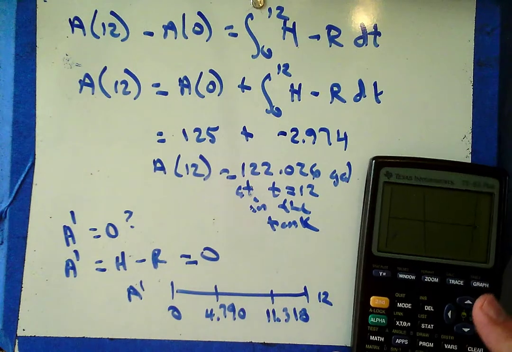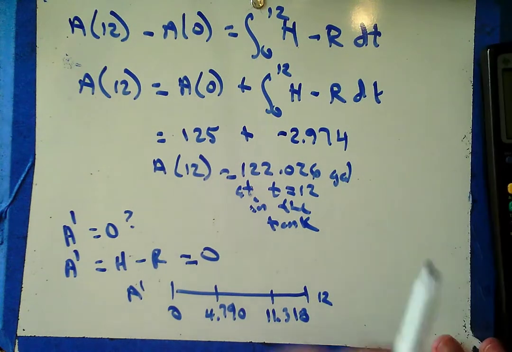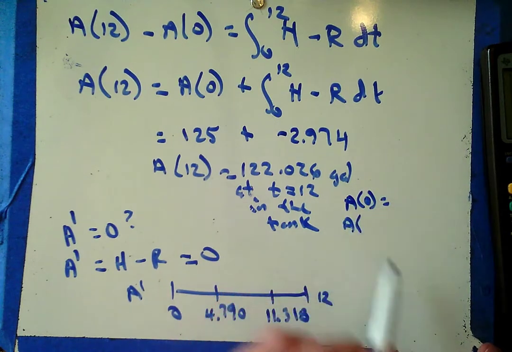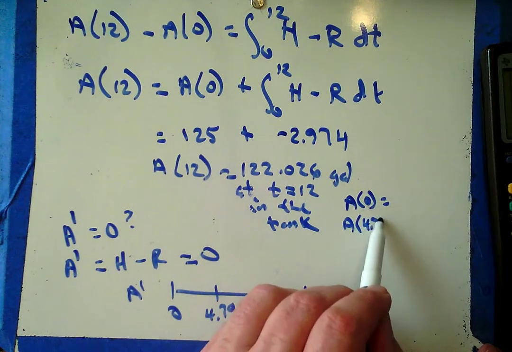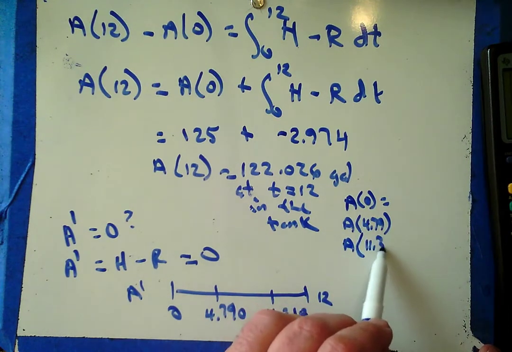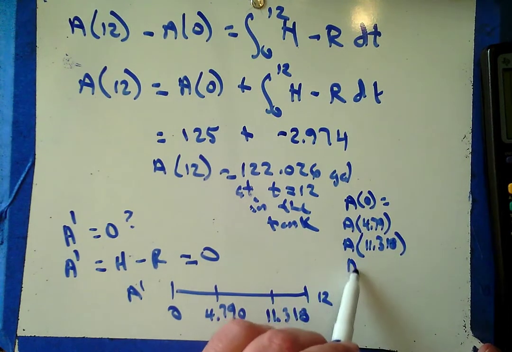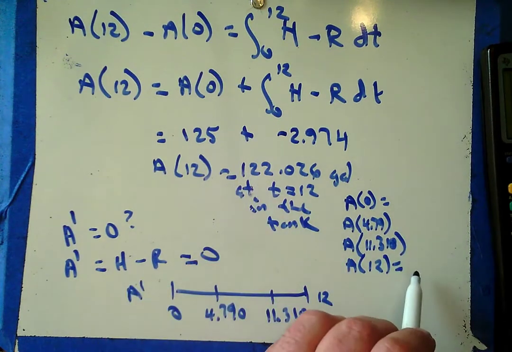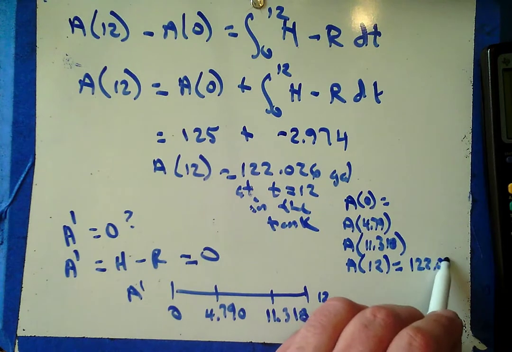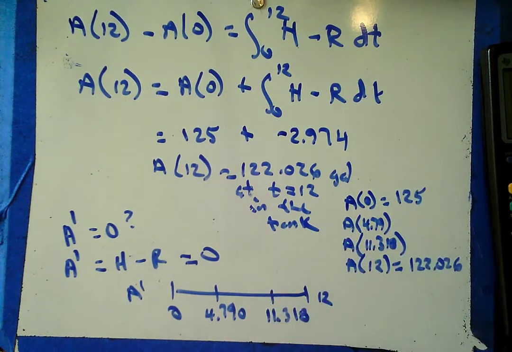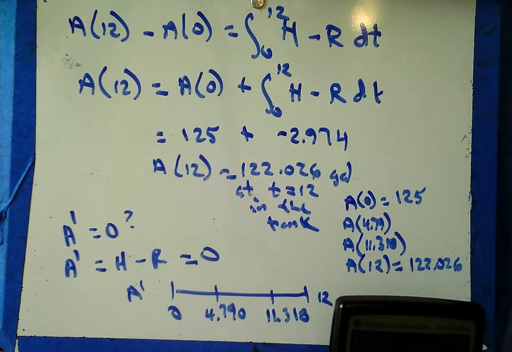Okay, so now I'm going to do a candidates test. I need A of 0, I need A of 4.79, I need A of 11.318, and I need A of 12. Conveniently, I know that there are 122.026 gallons at 12 and 125 at 0. So I'm just going to find these other ones.